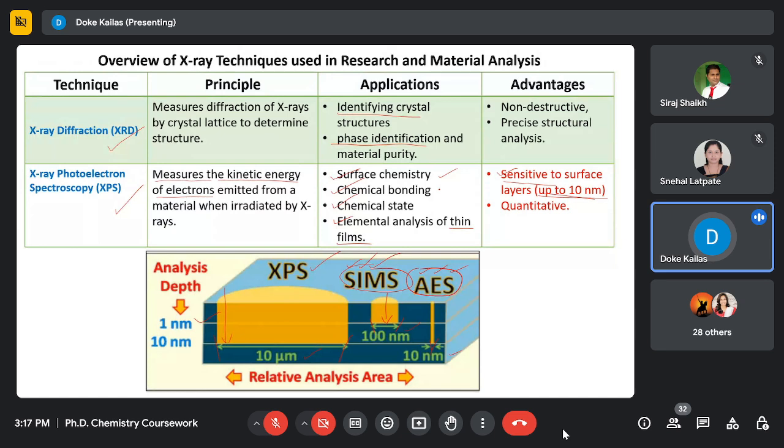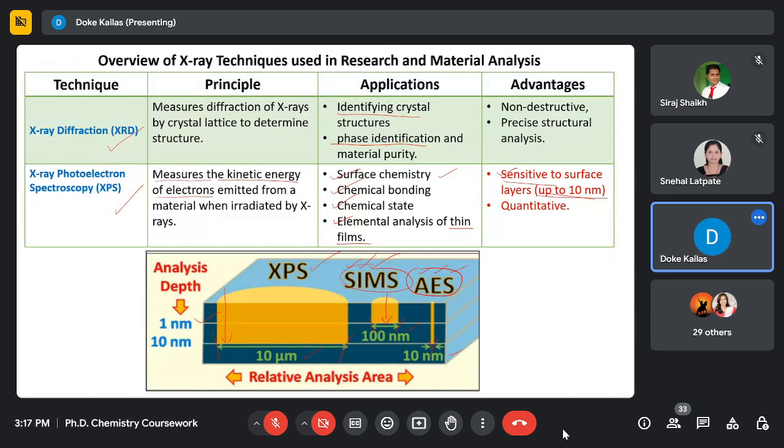This X-ray photoelectron spectroscopy is not only a crystallographic technique, but X-ray diffraction is only a crystallographic technique, which is useful only to analyze the crystal structure. So that is a more advantage of X-ray photoelectron spectroscopy compared to X-ray diffraction.